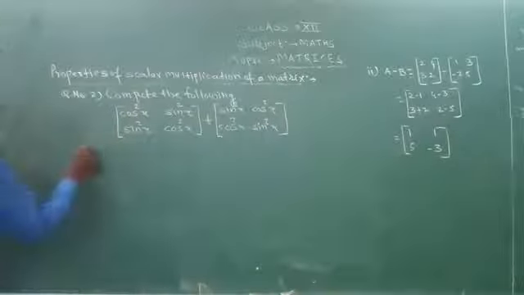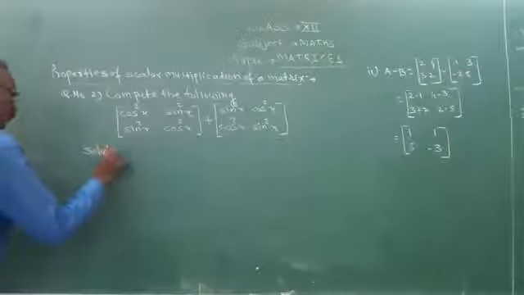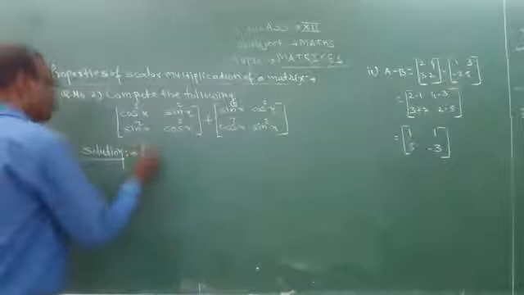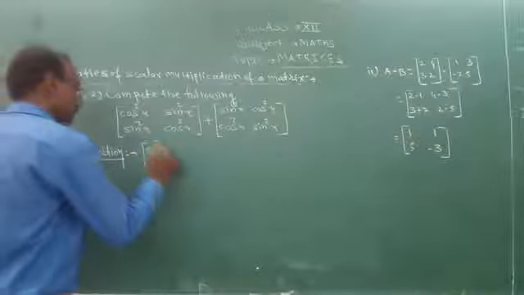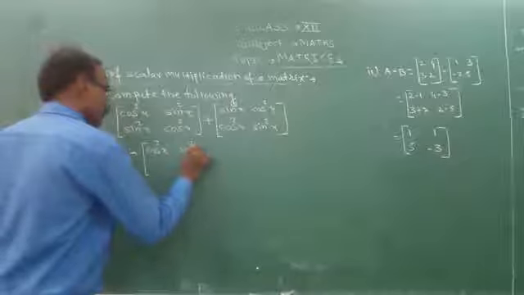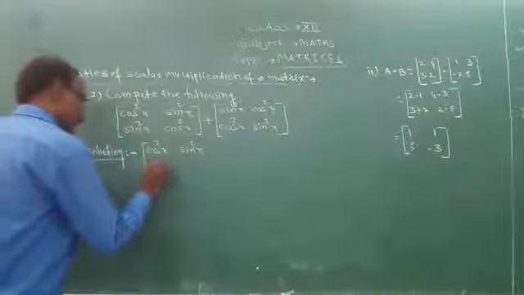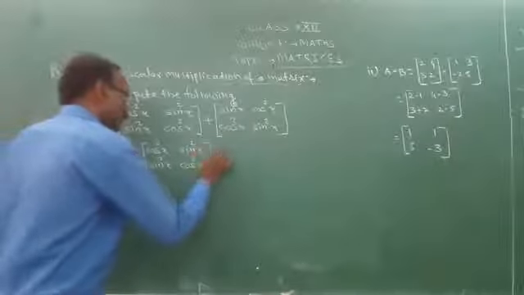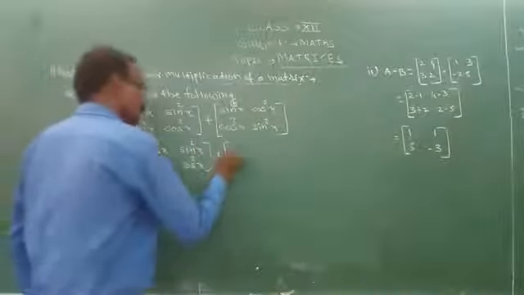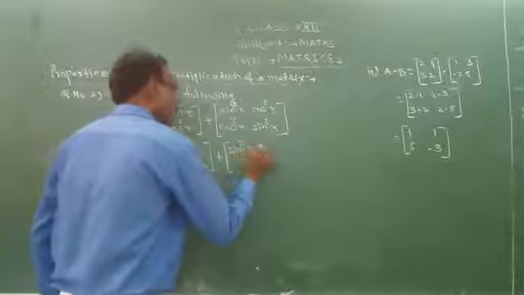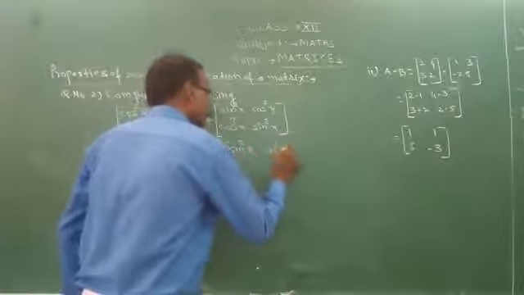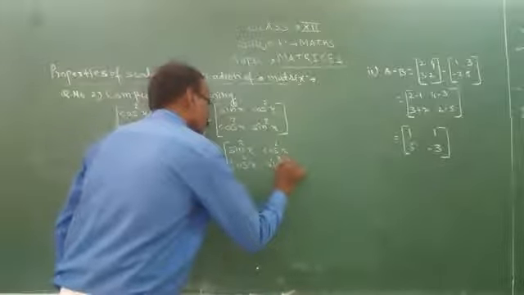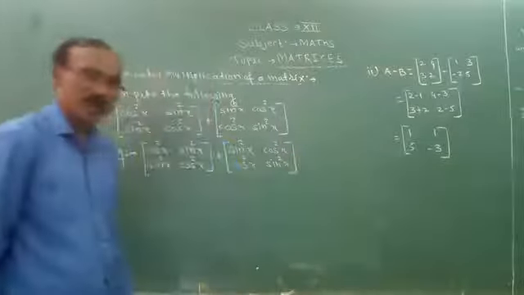Solution. We have here cos square x, sin square x, sin square x, cos square x. Okay, then plus sin square x, cos square x, cos square x, sin square x. You have to just add the corresponding elements.